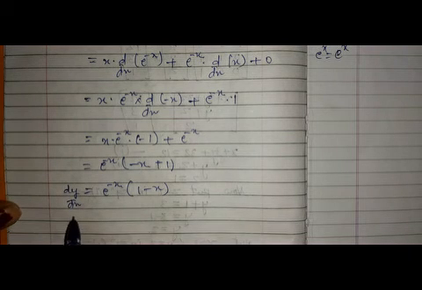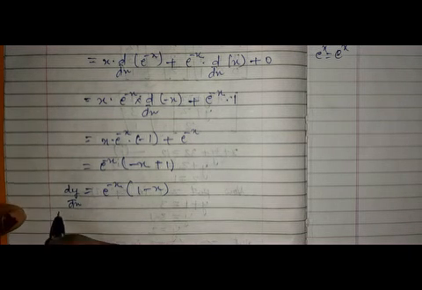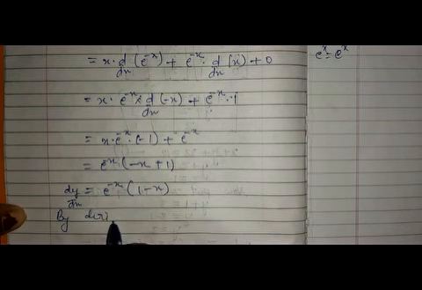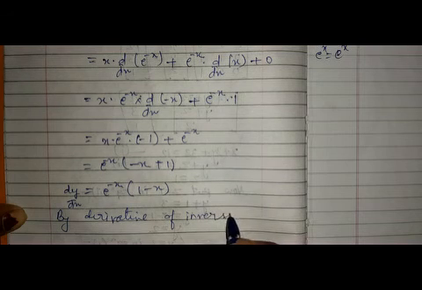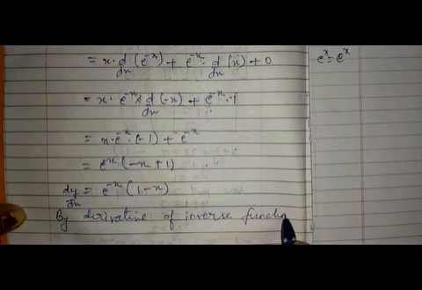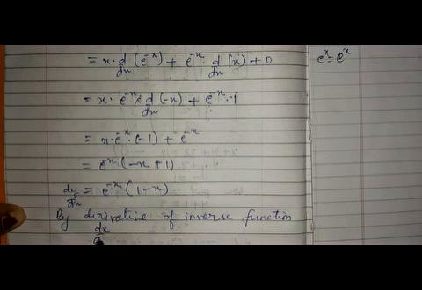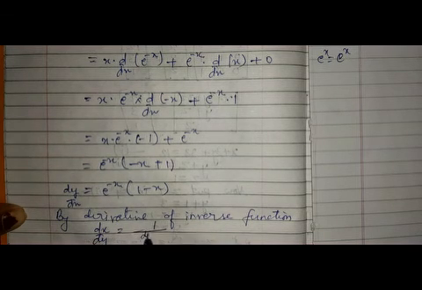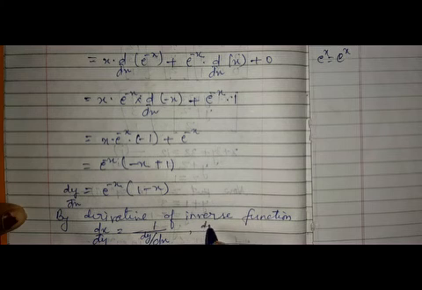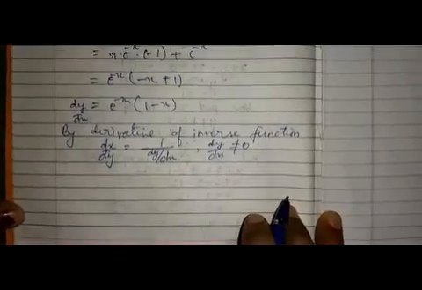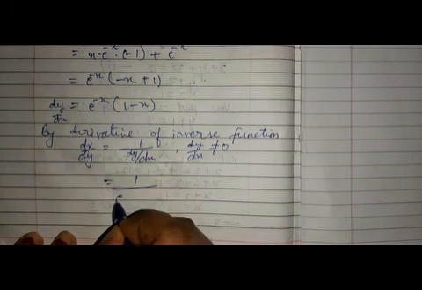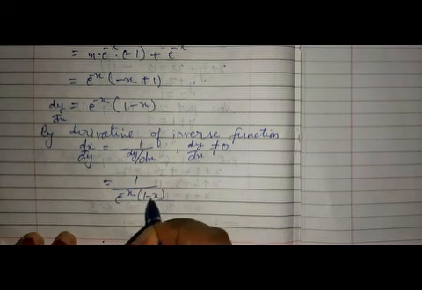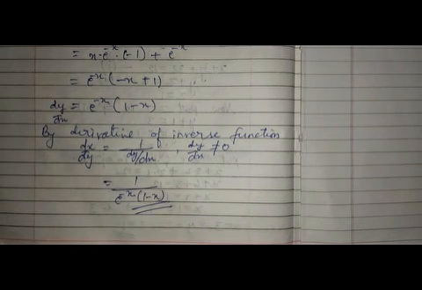Now we need to find dx upon dy. So again we write by the derivative of inverse function, dx upon dy is equal to 1 upon dy by dx, where dy by dx is not equal to 0. So 1 upon e raised to minus x into (1 minus x). This is the final answer.